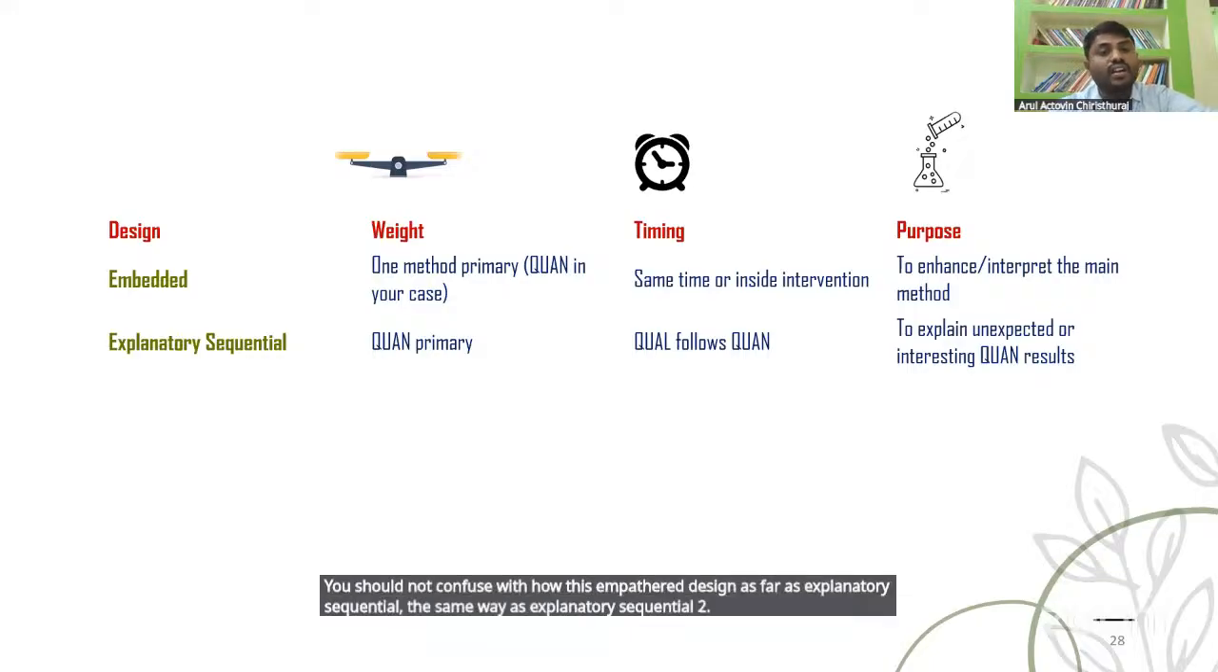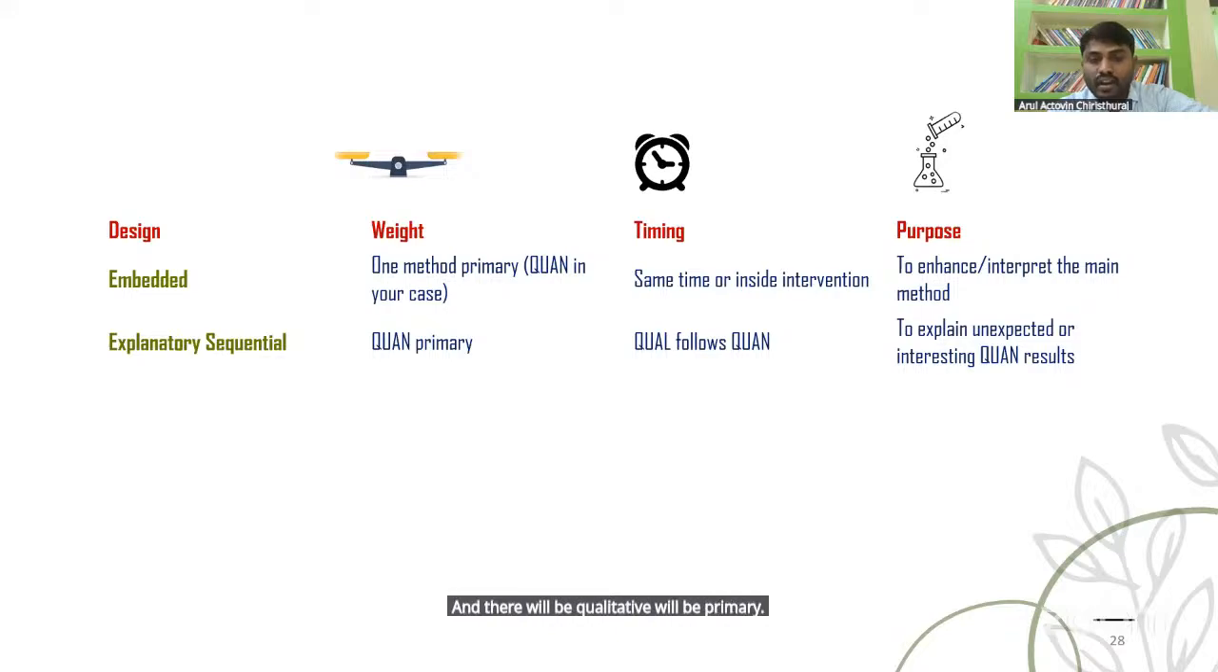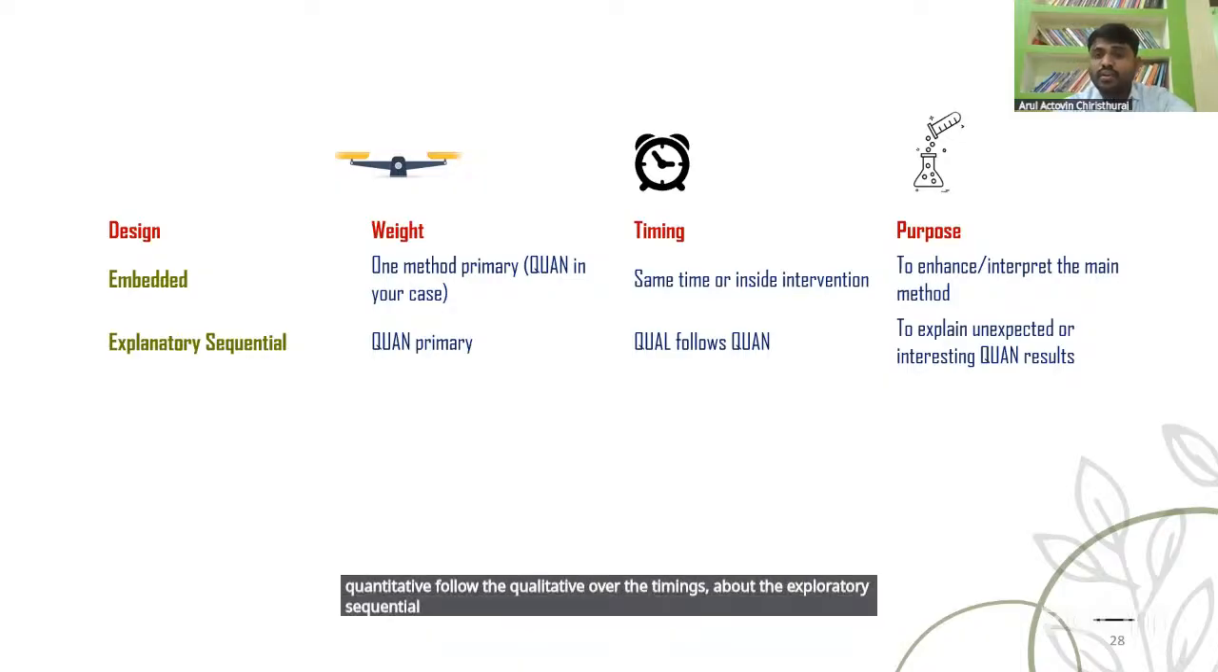In exploratory sequential, the qualitative will be primary, and then the quantitative follows the qualitative. That is about the timing of exploratory sequential. It is used when we are developing a tool.